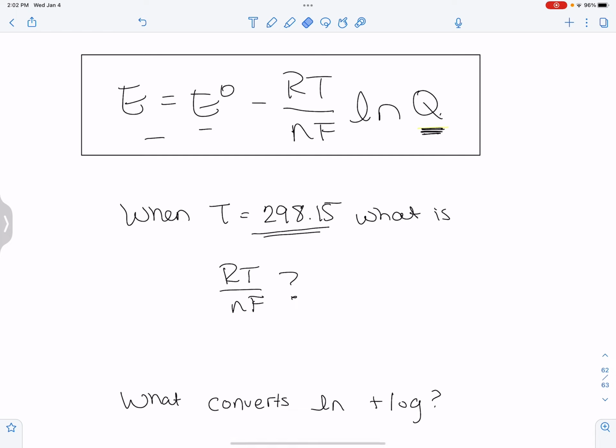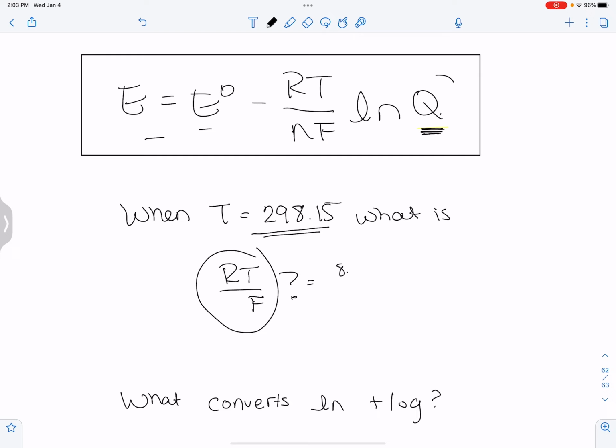If, though, the temperature is always the same and we're only changing Q, there is a simpler form of this equation. So what we're going to do is take the RT over F part of the equation. I'm leaving N out of it, okay? Because N can change depending on what the reaction is. But if we take those and we multiply them, then we get another number.